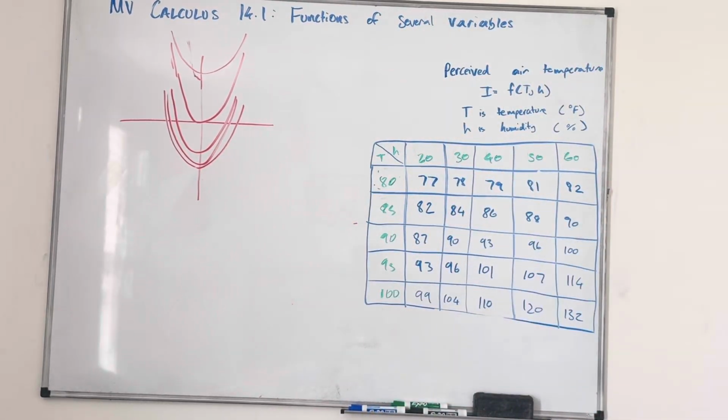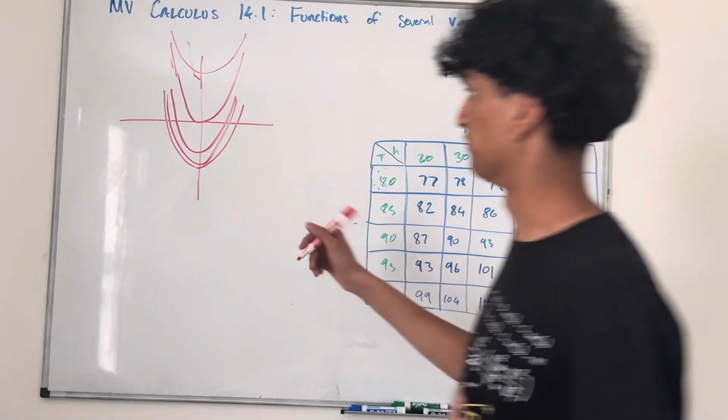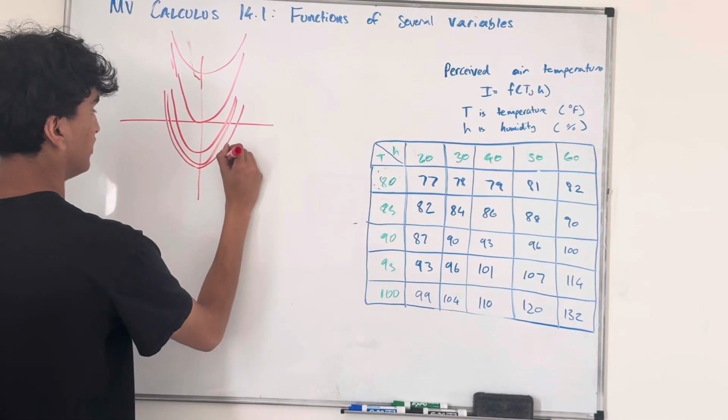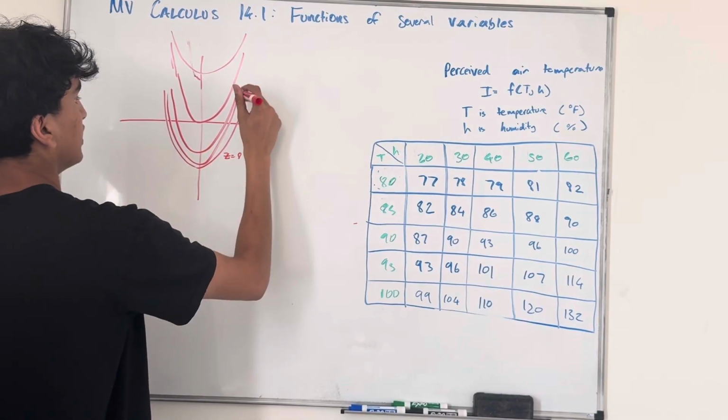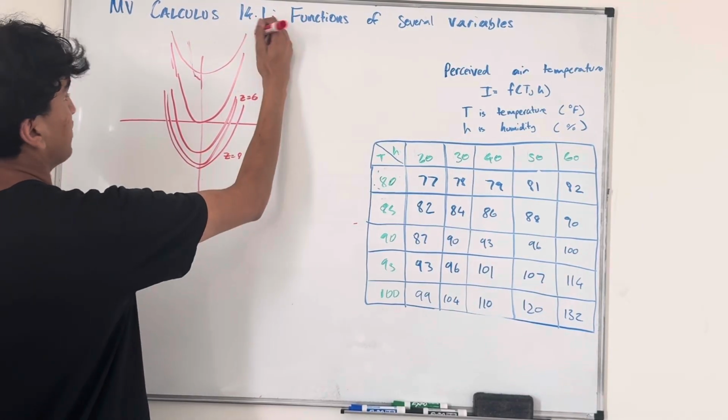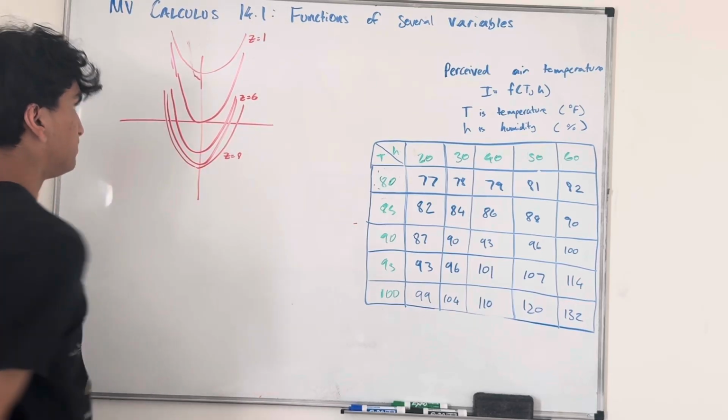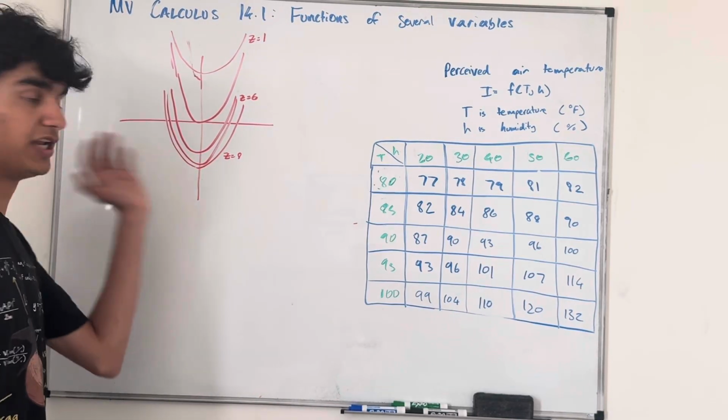And they start right here. I'm just looking at the book for this, but right here, this would be z equals 8, and then maybe this is z equals 6, and then z equals 4, z equals 2, and maybe this is z equals 1. What would my 3D graph look like?